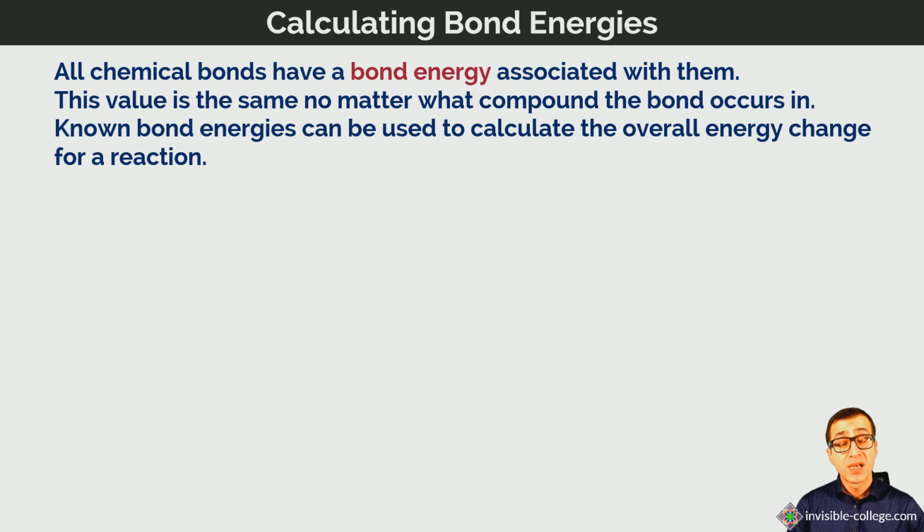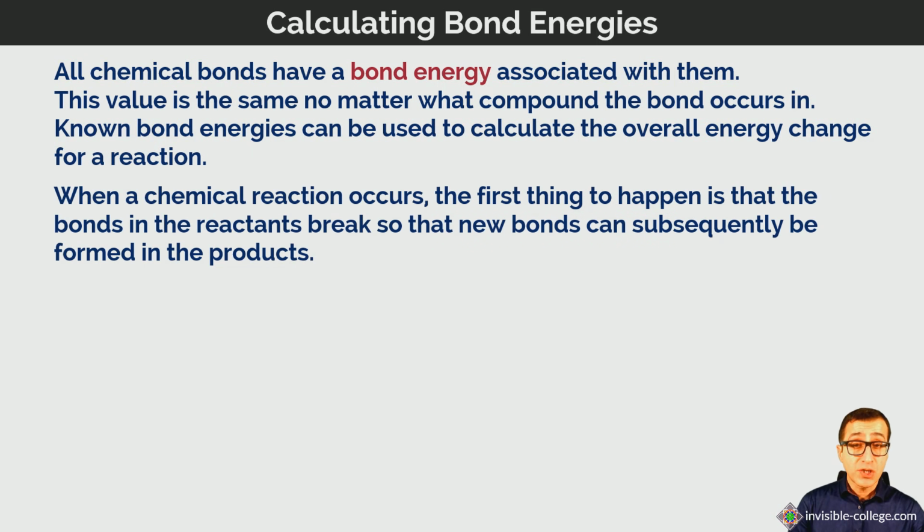This has to happen because new chemical bonds have to be made between those atoms in order to form the products. Essentially, the overall energy change for the reaction depends upon the difference between the amount of energy you have to put in to break the bonds in the reactants and the amount of energy you get out of the chemical reaction when the new bonds are made.